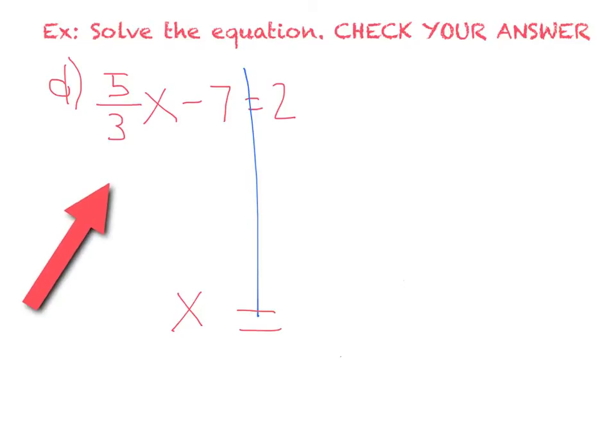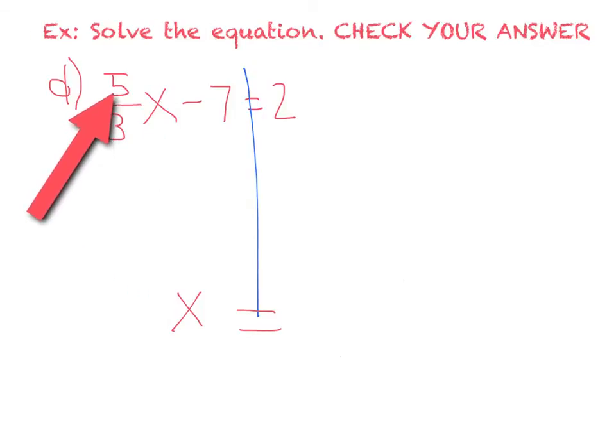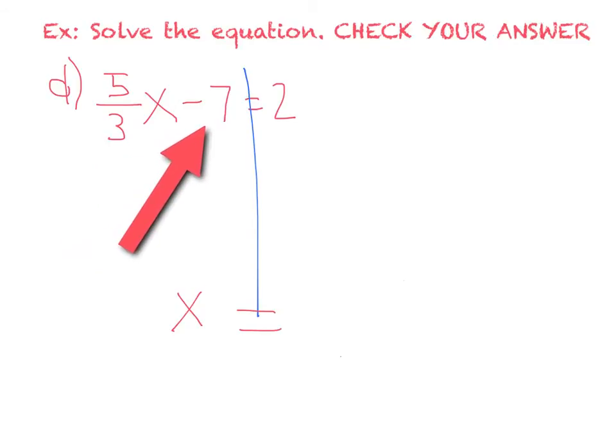Well, we always move the number that is not with the variable first. I like to think of the number that is with the variable, in this case 5/3, as hanging on to this variable very, very tight. So it's going to be harder to get rid of. So again, we always move the number that is not with the variable first, and in this case, it's -7.